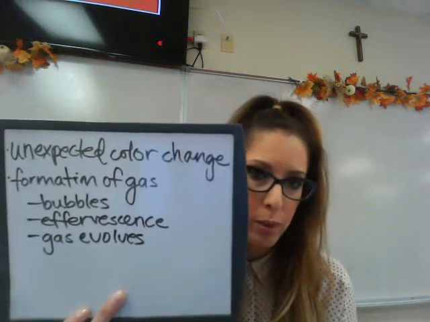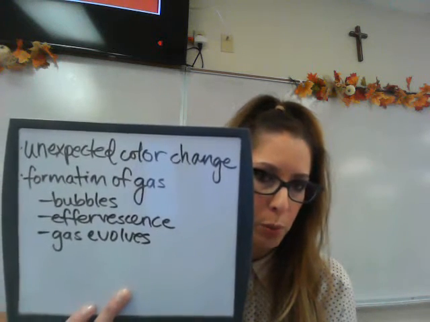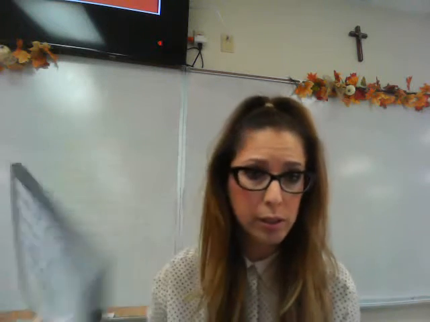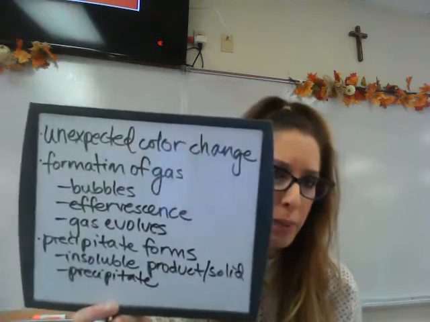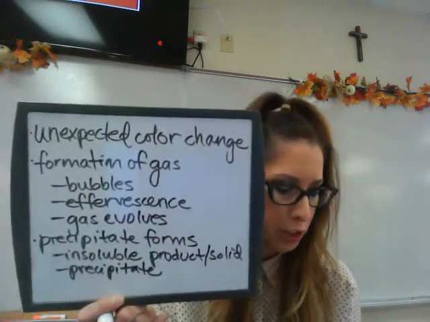You may also form something called an insoluble product or an insoluble solid, which is known as a precipitate. So I'm just going to write that a precipitate forms, which is also known as an insoluble product or an insoluble solid. Sometimes they just call it precipitate. Okay. Those are the main forms of evidence that a chemical change occurs.